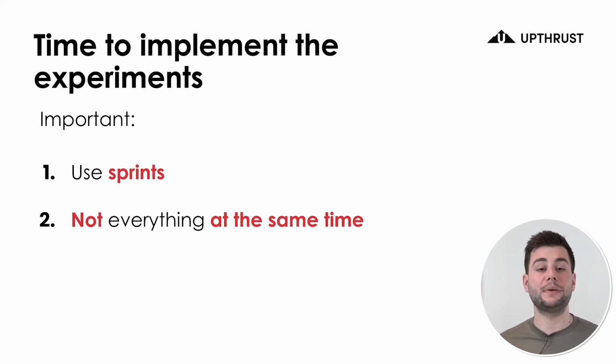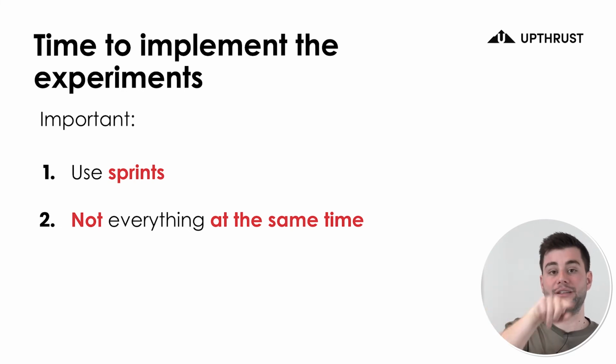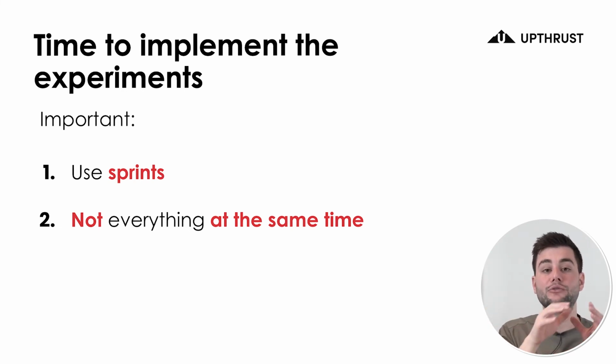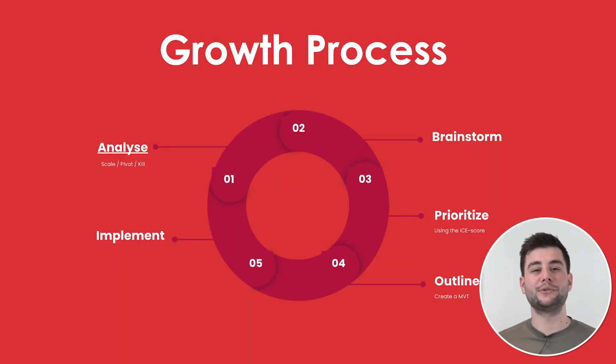I'd rather have you pick 1 or 2 experiments that you will execute per sprint. A sprint is the 2-week cycle that it takes to go through the entire growth process. Use sprints, do 1 or 2 experiments, but do them well. And do the analysis part. Don't forget about that. So that brings me to the analysis part.